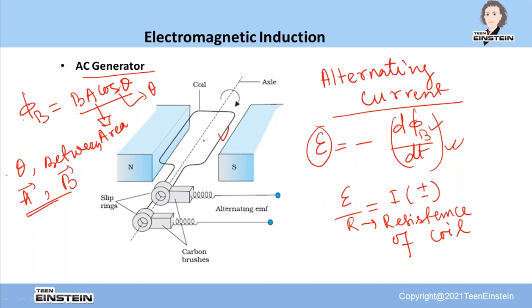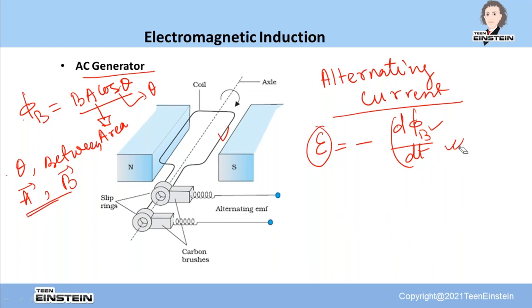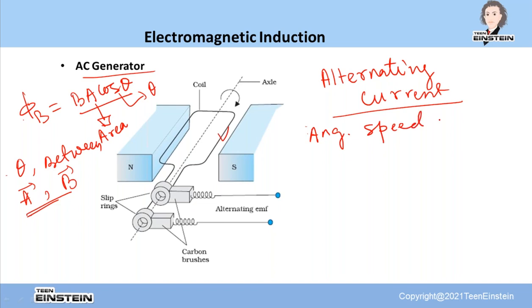So look here, suppose this coil is rotated by a rotor with a constant and uniform angular speed omega. Suppose the rotor is rotated with angular speed omega. Then at any time t, theta can be written as omega into t.